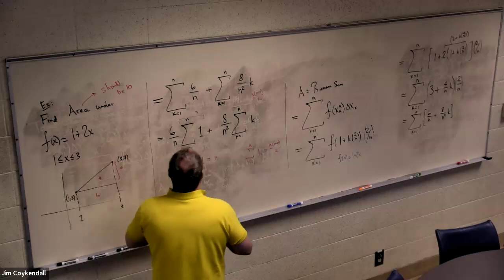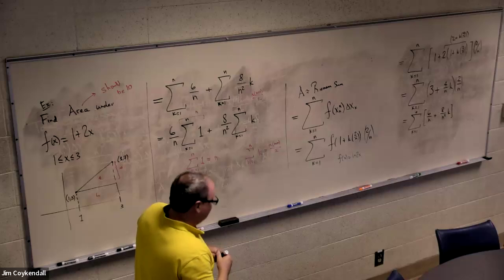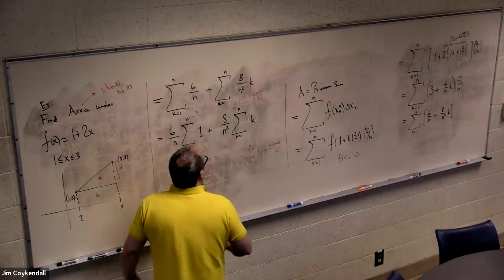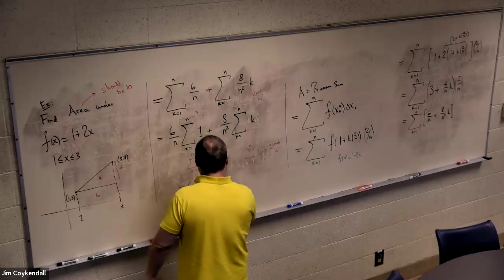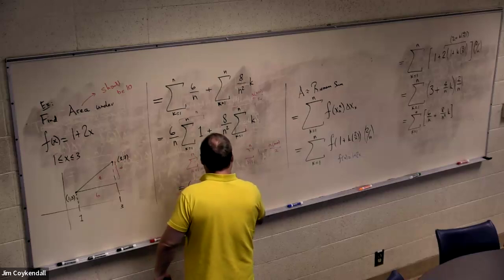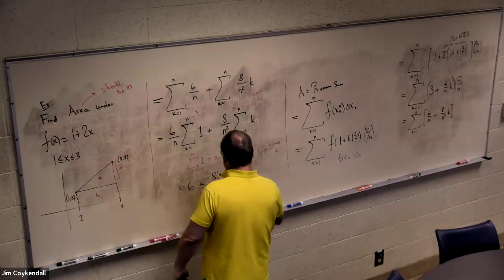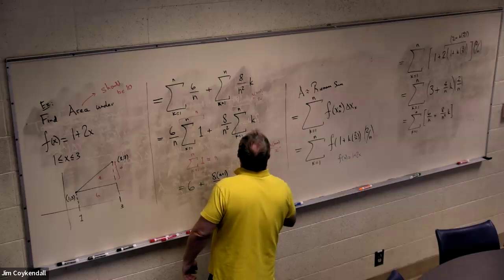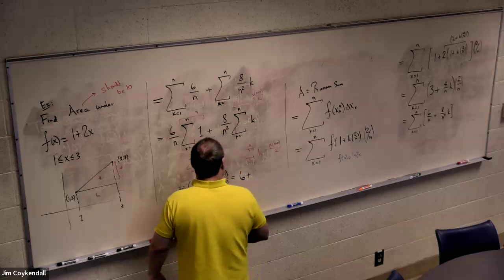So this simplifies further. What's 6 over n times n? And this right here, one power of n cancels, and I get 8 times n plus 1 over 2, which is, I get 6 plus 4 times n plus 1 over n.